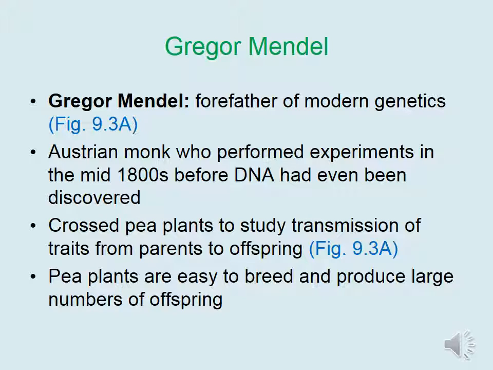Gregor Mendel founded the field of genetics. He was an Austrian monk who performed experiments in the mid-1800s before DNA had ever been discovered. Imagine that, founding a field based on a molecule that you don't even know exists. What Mendel did was he crossed pea plants to study transmission of traits from parents to offspring. He chose to work with pea plants because they're easy to breed and they produce large numbers of offspring quickly. Therefore, he could obtain a lot of data very quickly.